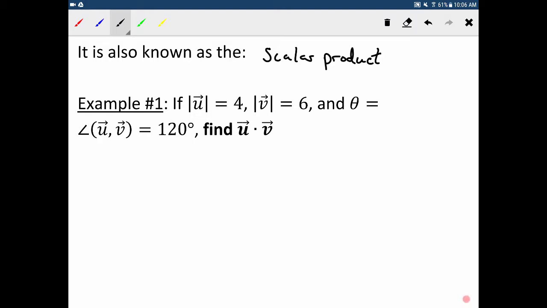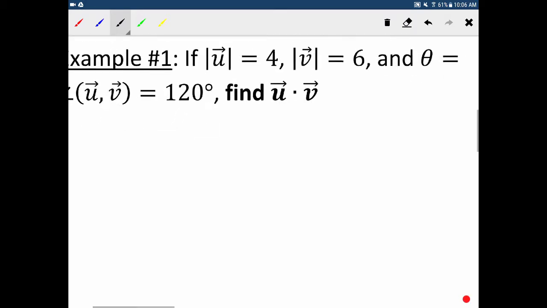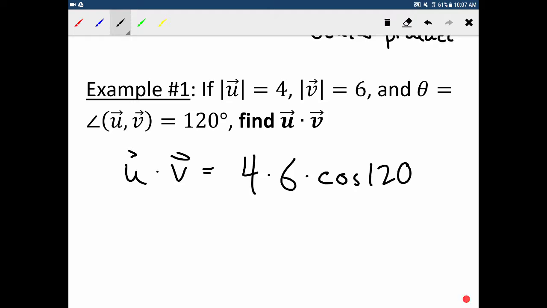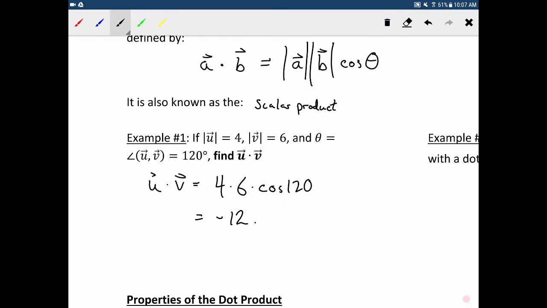So we're going to do a little example here. If we've got a magnitude of 4 for u, a magnitude of 6 for v, and an angle of 120 degrees between them, what is the dot product? So u dot v is equal to 4 times 6 times cos 120. You can just plug that into your calculator and you'll get that it is negative 12. And that's it. Not super difficult.